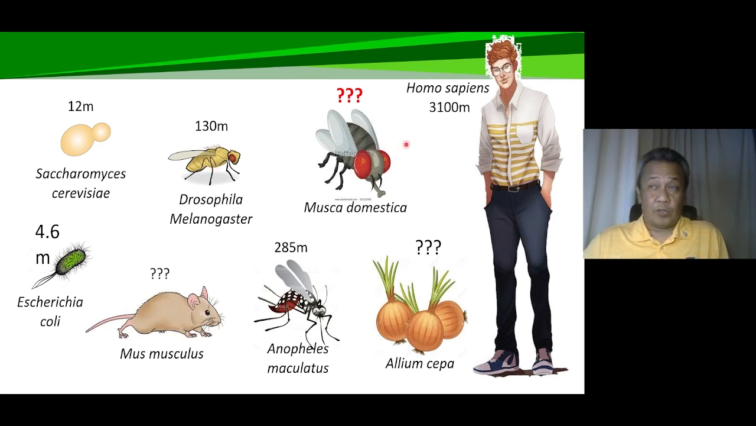This is the housefly. I've got a question mark there for you to guess. This is the bacteria E. coli, that causes a lot of cholera cases and so on. It's 4.6 million, and so on and so forth. So if you'd like to guess what will be the size of the housefly, the house rat or mouse, and then the size of the onions?